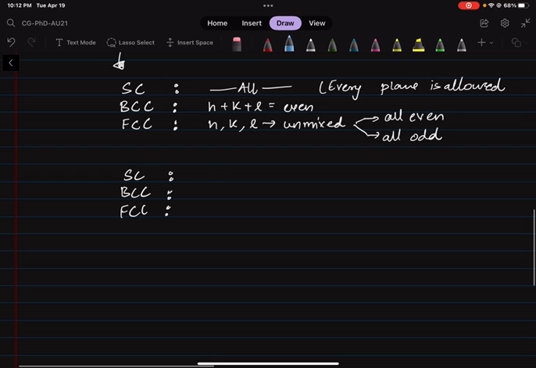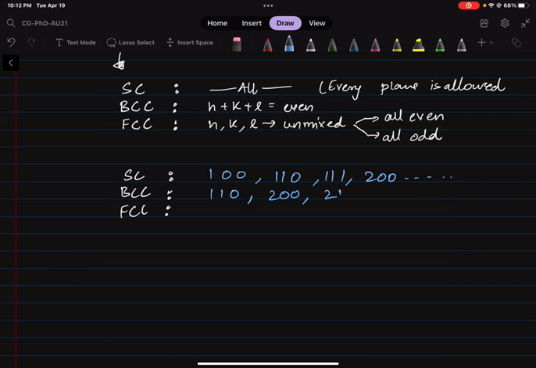So if you look at the sheet, let's write them down: 1 0 0, 1 1 0, 1 1 1, 2 0 0, and so on. For BCC, you'll have 1 1 0, then 2 0 0, and then 2 1 1. And for FCC, you'll have 1 1 1, 2 0 0, and then 2 2 0, and so on. And you can check that these rules satisfy what is given at the top here.